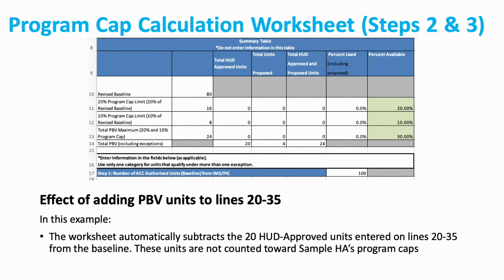The information entered in steps 2 and 3 will automatically adjust data points in the summary table toward the top of the worksheet. Notice that the data entered on lines 20 through 35 serves to adjust the baseline, shown in line 10, revised baseline. There were originally 100 units. The worksheet automatically subtracted the 20 units reported in steps 2 and 3 to reduce the baseline to 80 units. This makes the 20% program cap 16 units with an additional potential 8 units for the 10% increase for special categories.